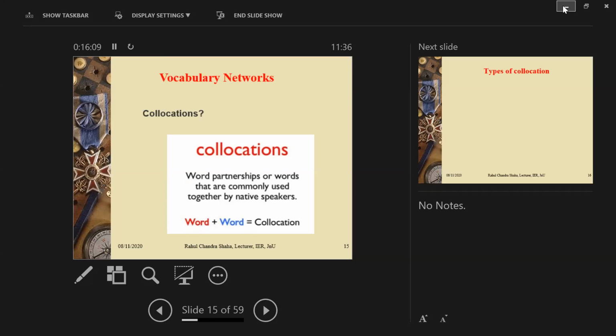So in today's class, we have discussed the various aspects of collocations, and how one word can form another word and what can form another sentence. And this is the total contribution of today's class.